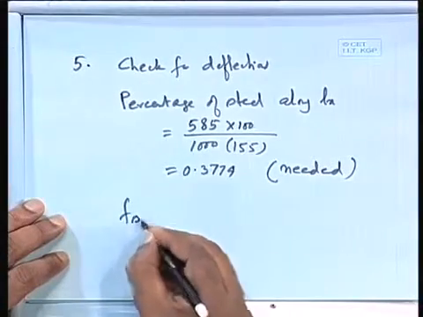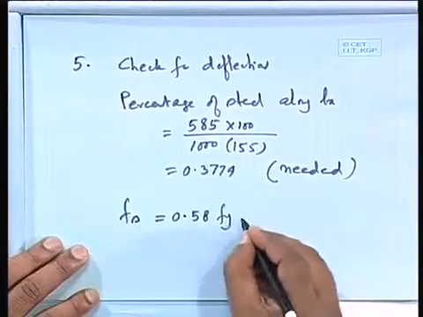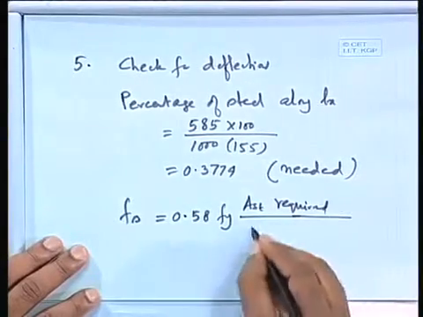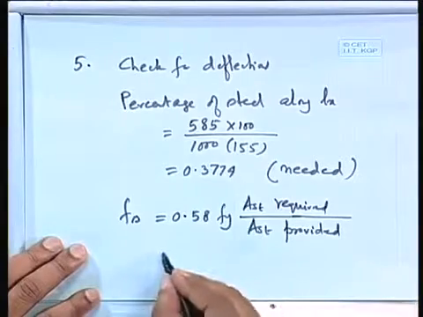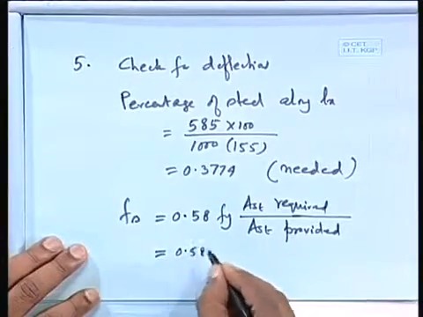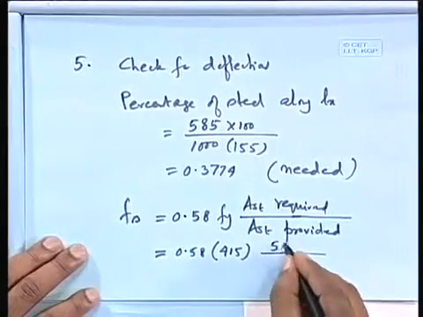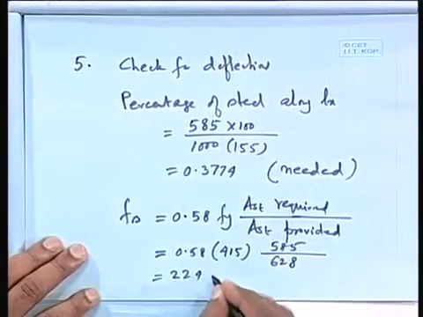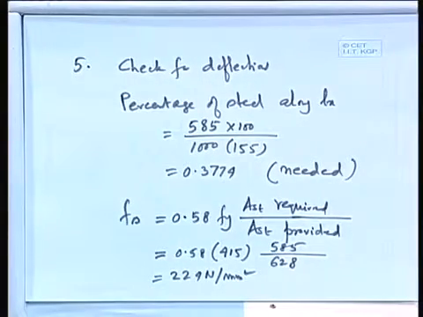So Fs equal to 0.58 Fy times Ast required divided by Ast provided, which will be equal to 0.58 times 415 times 585 divided by 628, which comes as 224 Newton per square millimeter. So I think we don't need all those things estimate. Okay.